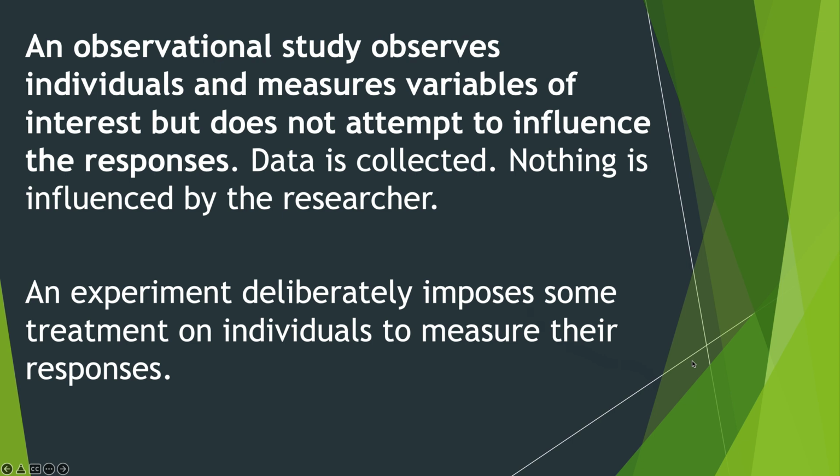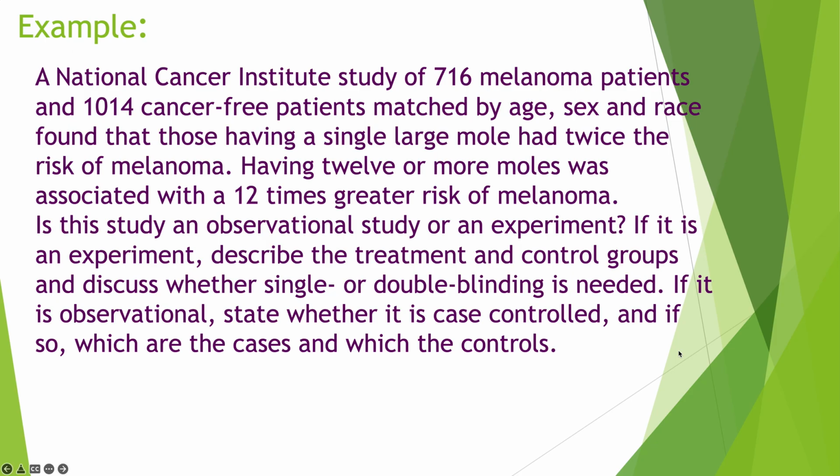Okay? An experiment deliberately imposes some treatment on individuals to measure their responses. For example, a National Cancer Institute study of 716 melanoma patients and 1,014 cancer-free patients, so you've got to have both kinds there so you can compare, matched by age, sex, and race, which means that, for example, cancer tends to happen to you when you're older. So if one of these groups is only 15-year-olds and the other group is 75-year-olds, of course the older group is going to get more cancers.